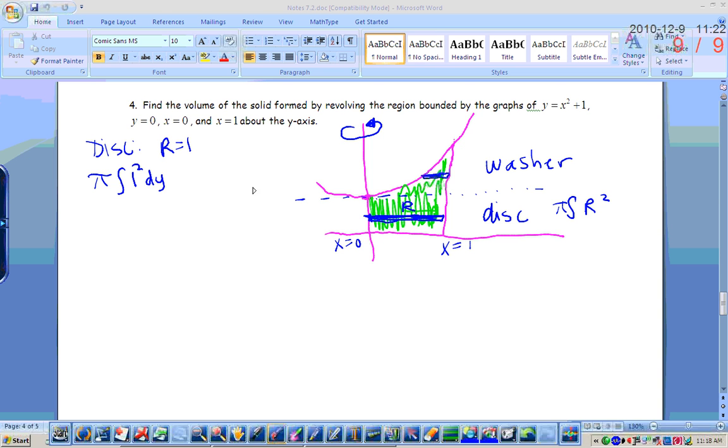All right, now what are my limits of integration going to be? Is it this 0 to 1 down here on the x-axis? No, it's the 0 to 1 on the y-axis right here. Okay, this ends up being pi. Okay, let me switch colors for the washer method.